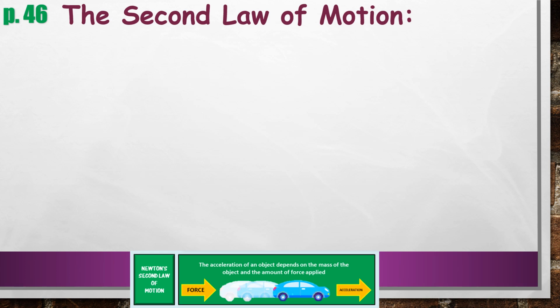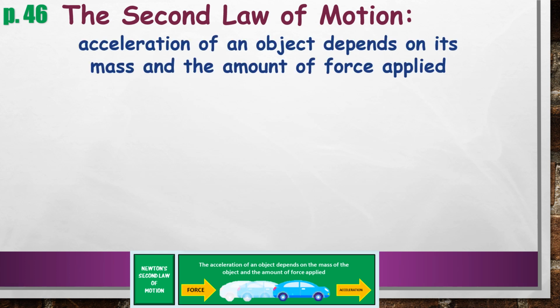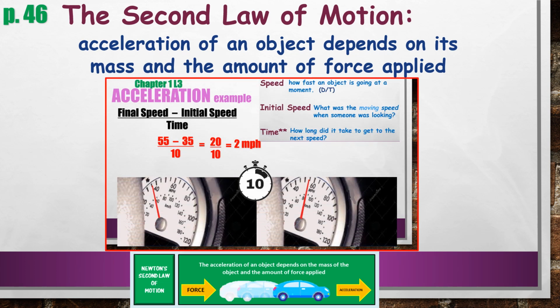All right, so as we look at the second law of motion, it deals with acceleration, and acceleration is the increase of force or the increase of output. Acceleration of an object depends on its mass and the amount of force that is being applied. So, how big is the object and how much energy is being used for it to accelerate, in order to move? When we look at acceleration, we have this math equation that we can do.